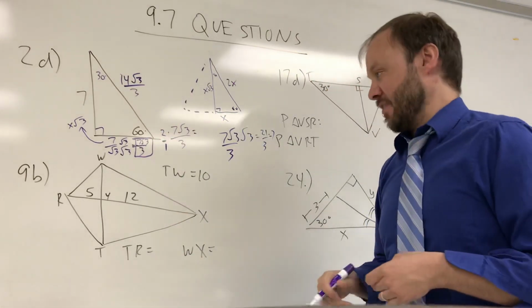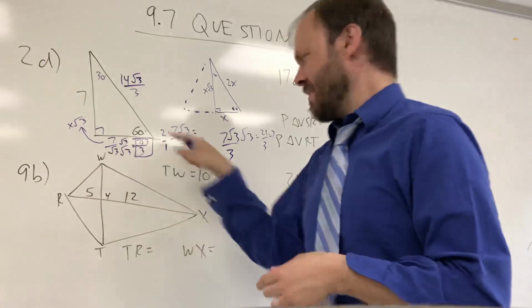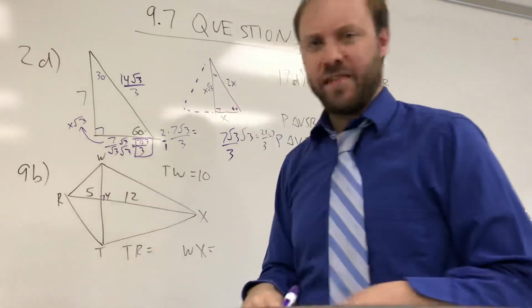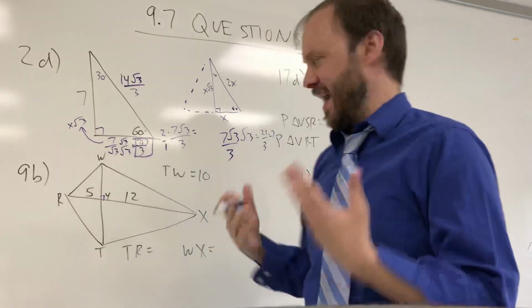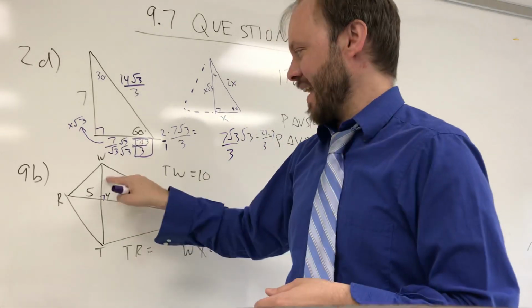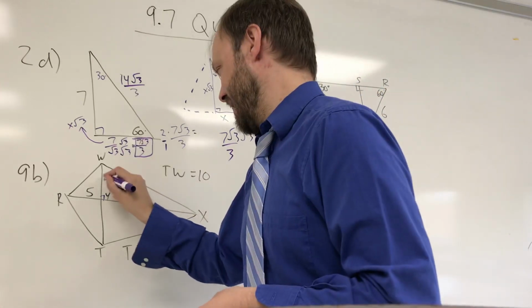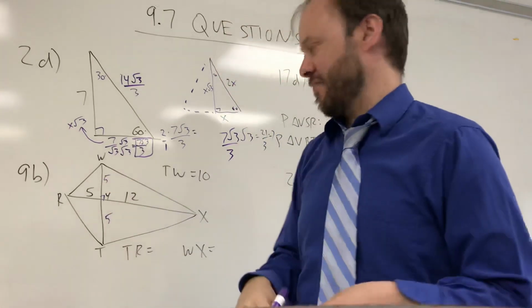All right, let's take a look at 9b. 9b, I believe they told you it was a kite. So of course, the big fact from kites that we remember from chapter 5 is the diagonals are perpendicular. One diagonal is being bisected, okay? They told us that TW has a length of 10. So we've got a length of 5 there and a length of 5 there.